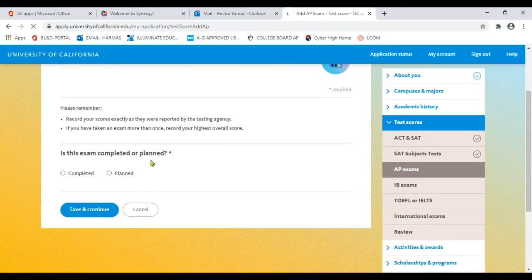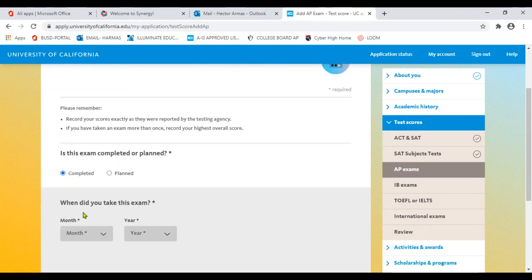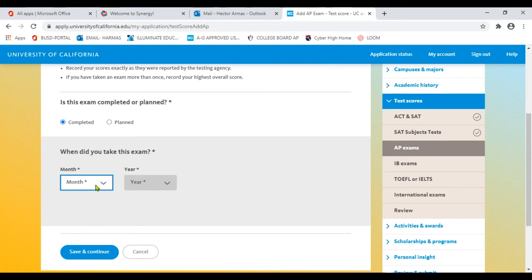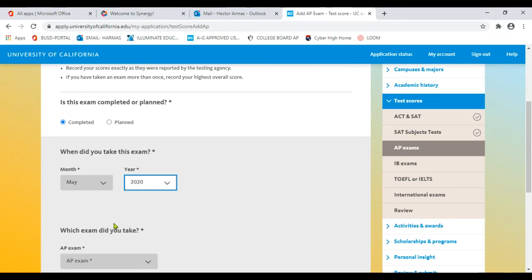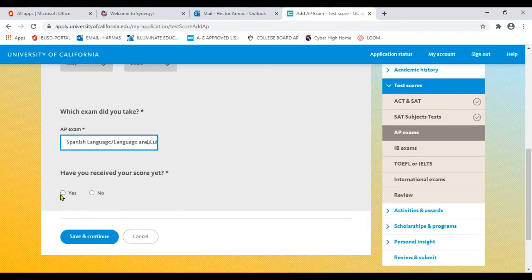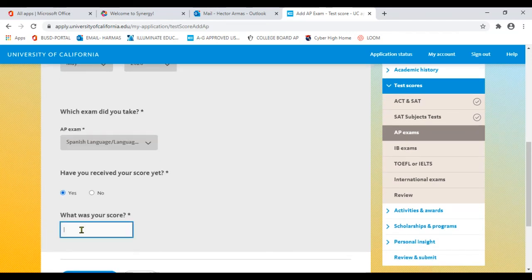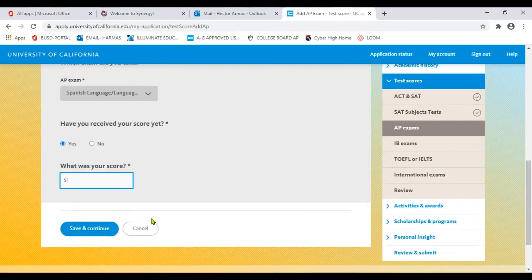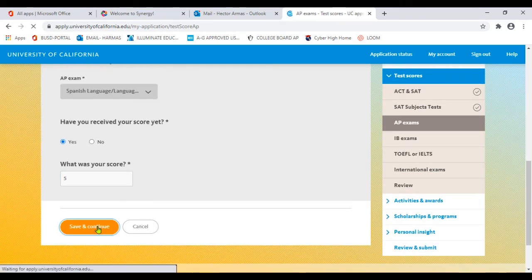Is this exam completed or planned? I completed my exam. I took it in May of this year. And which exam did you take? I took a foreign language exam. I took Spanish language and culture. Did you receive a score? Yes. What score did you get? I got a 5. Save and continue.